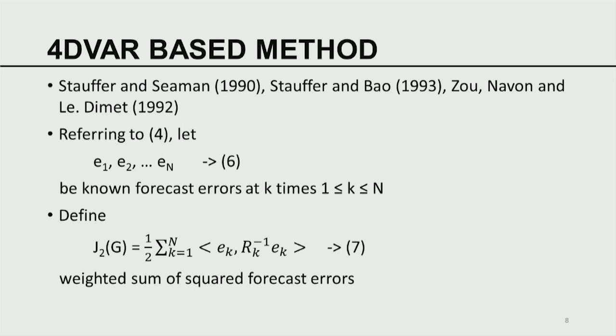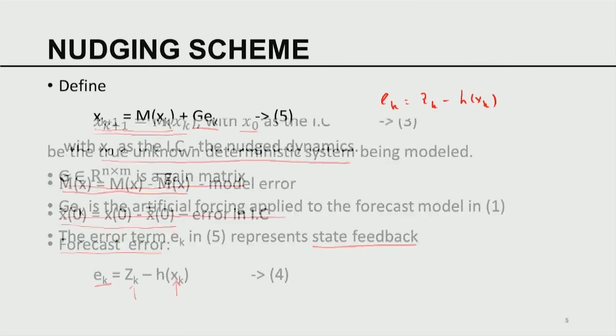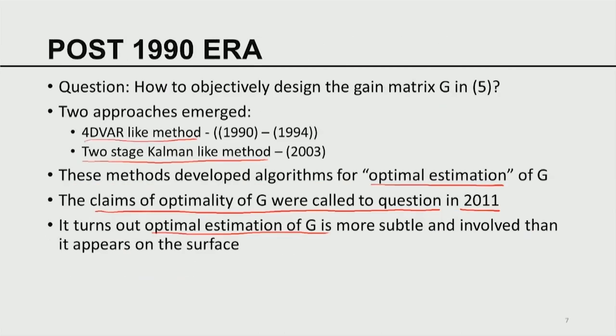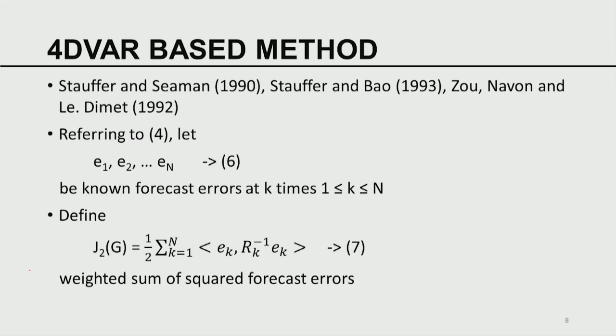So, 4DVAR-based methods. Stauffer and Seaman, Stauffer and Bao, and Zou, Navon and Le Dimet were some of the earliest people working on trying to find the optimal value of G. Referring to equation 4, let me go back. Equation 4 at the bottom of slide 4 is the forecast error of the nonlinear model. The 4DVAR-based methods were introduced by at least three sets of authors in the early 90s. Referring to 4, the expression for the forecast error, let E1, E2 to En be the set of forecast errors based on the model forecast.